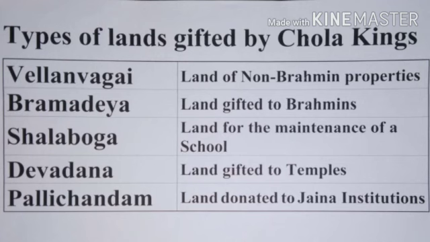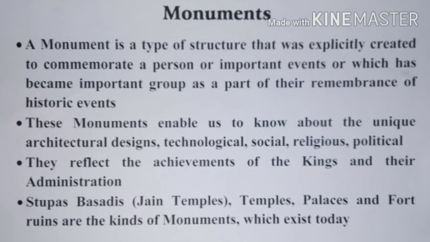And if you see the Chola kings, they provided different types of lands. First one, Vellan-vagai, land of non-Brahmin peasant proprietors. Brahmadeya, land gifted to Brahmins. Shalabhoga, land for the maintenance of a school. Then Devadana, the land gifted to temples. And last, Pallichandam, land donated to Jaina institutions.